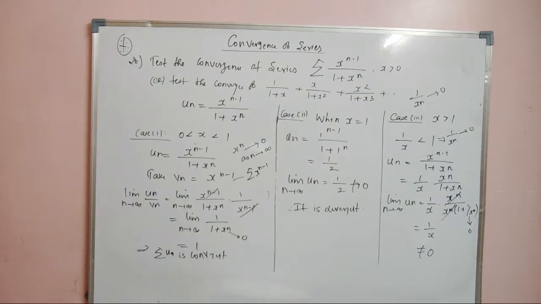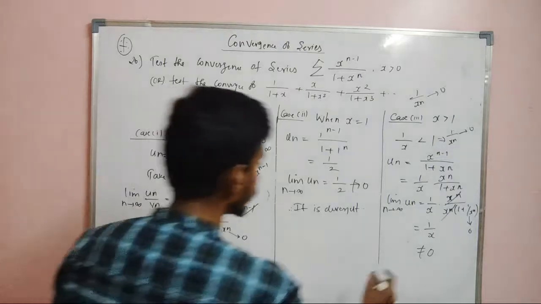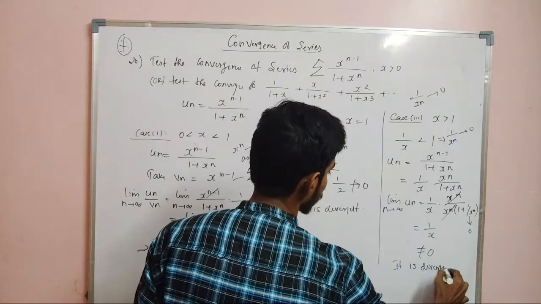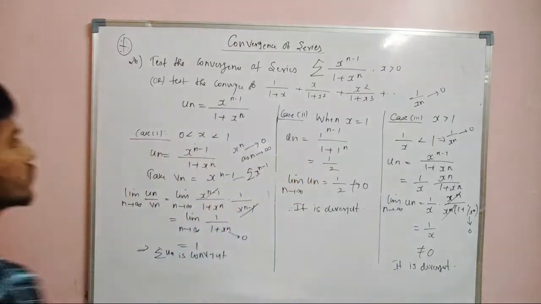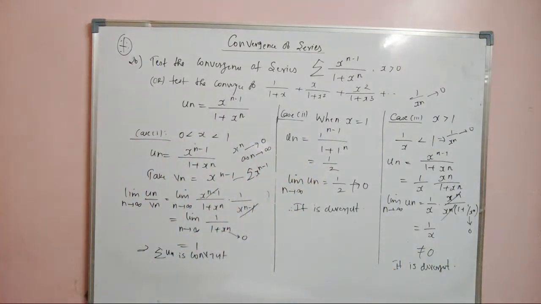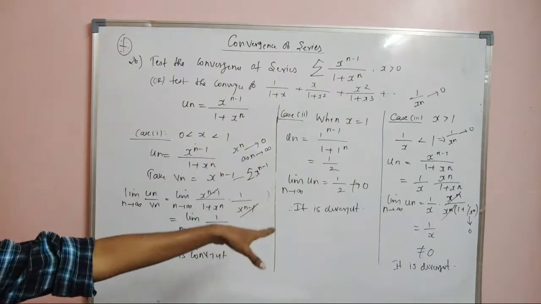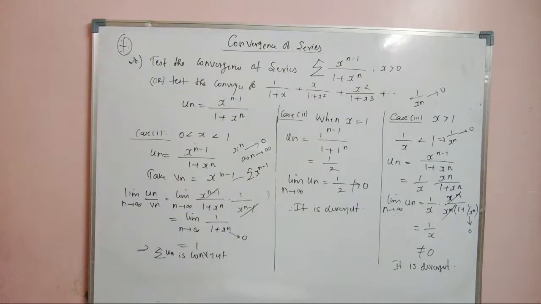Depending upon the value, the limit has to be equal to 0, then only it may be convergent. Since it is not equal to 0, it is divergent. Therefore, for the given series, when x lies between 0 and 1 it will be convergent, when x is equal to 1 it is divergent, and when x is greater than 1 it is also divergent.